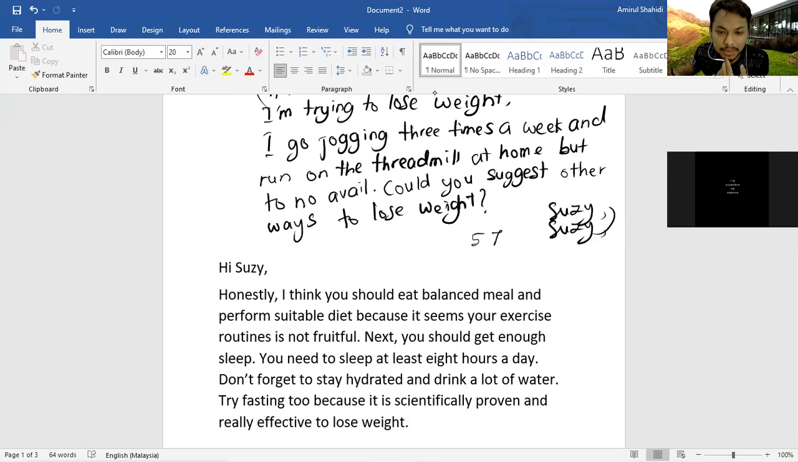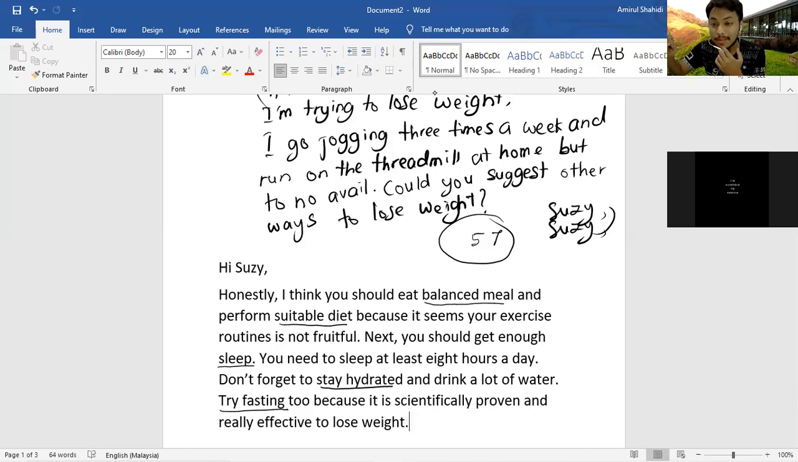Okay. So, eat balanced meal. Satu isi. Suitable diet. Dua isi. Sleep. Kira satu saja. Next, you should get enough sleep. You need to sleep. This is again, stay hydrated. Fasting. Satu, dua, tiga, empat, lima. Dah lima isi dah. Baru 57 patah perkataan. Nampak? Selama ni kita buat 80 patah perkataan tapi letak 2 isi je, duduk elaborate.